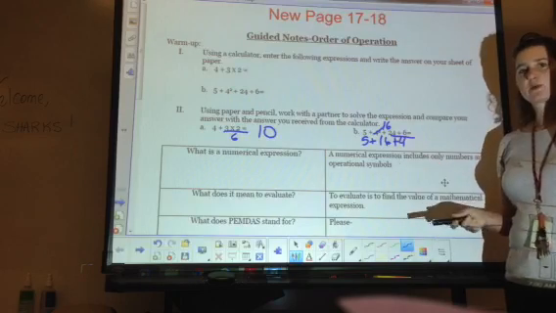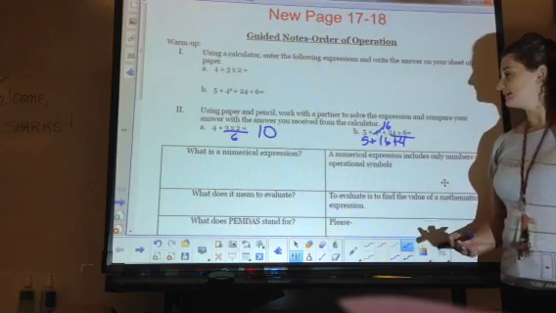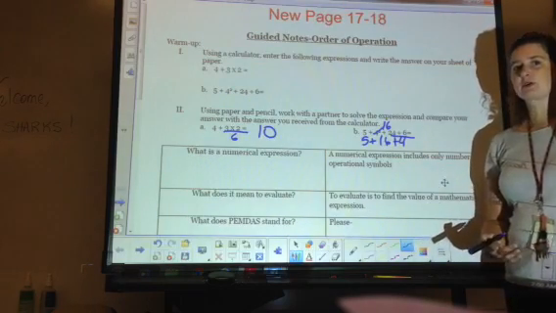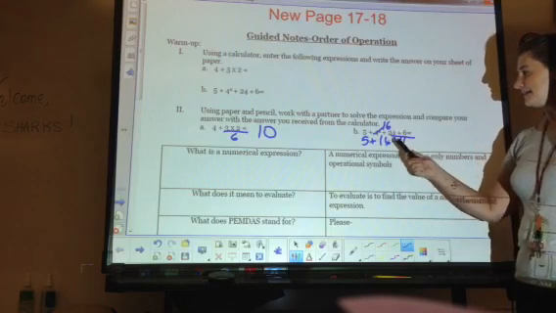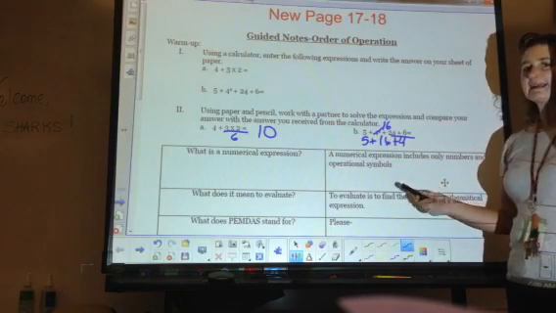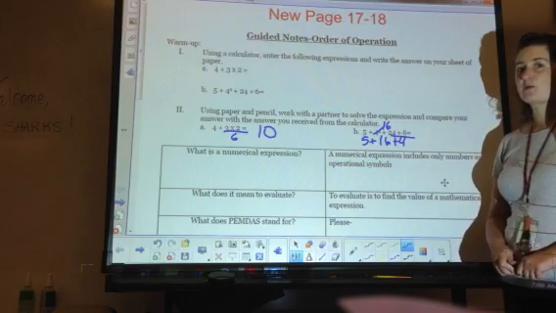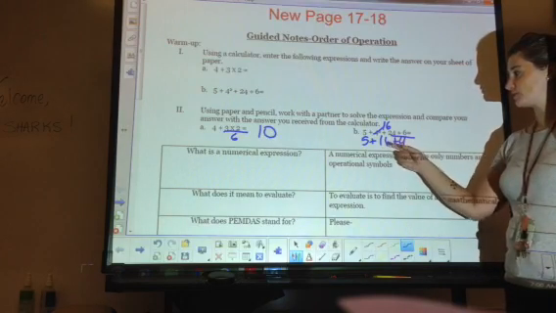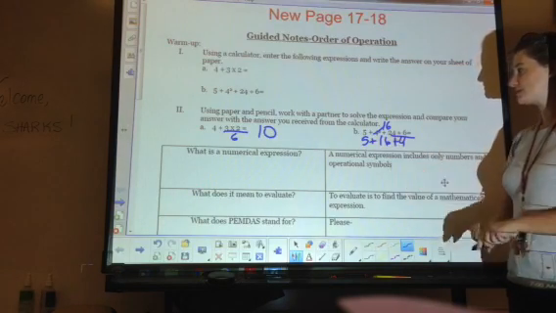Now this is one of those questions where everything is adding. In the next unit you're going to learn more about some properties. But in this case, since everything is adding, I get to do it in whatever order I want. And I'd rather do 16 plus 4 is 20, and then 20 plus 5 is 25.